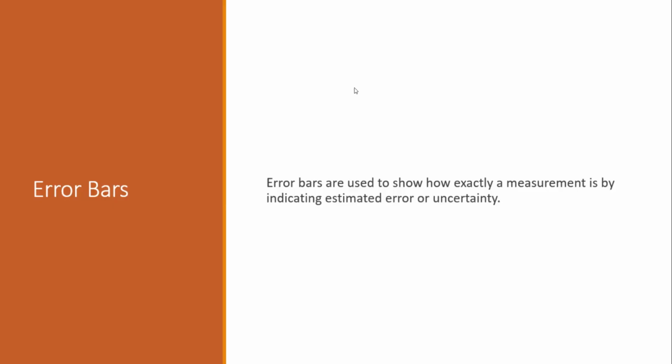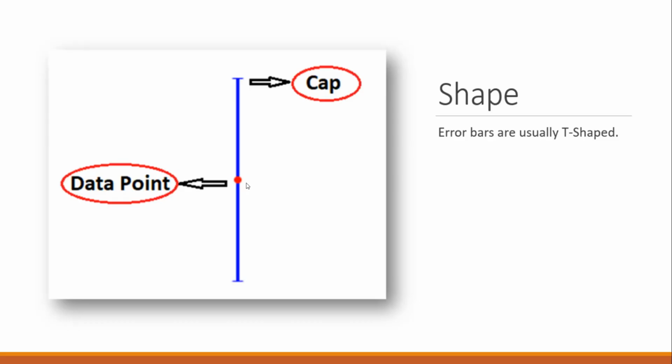In other words, we can say that when we graphically represent the data, some of the data have irregularities, and to indicate these irregularities or uncertainties, we use the error bar. Now we will see what is the shape of error bar. Error bars are usually T-shaped and they are created by drawing cap-tipped lines from the depicted data point center.